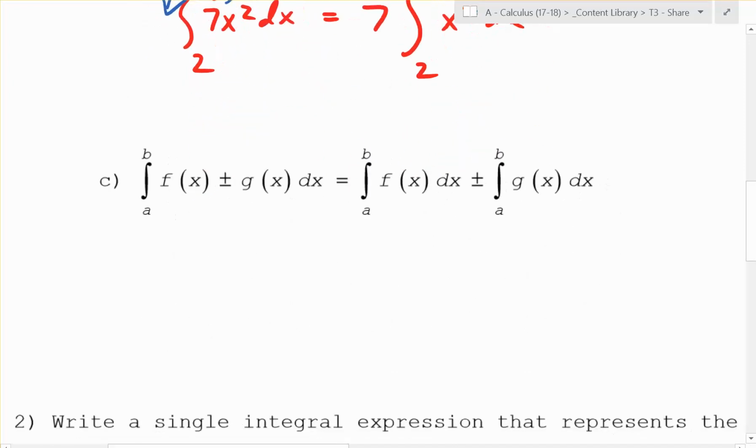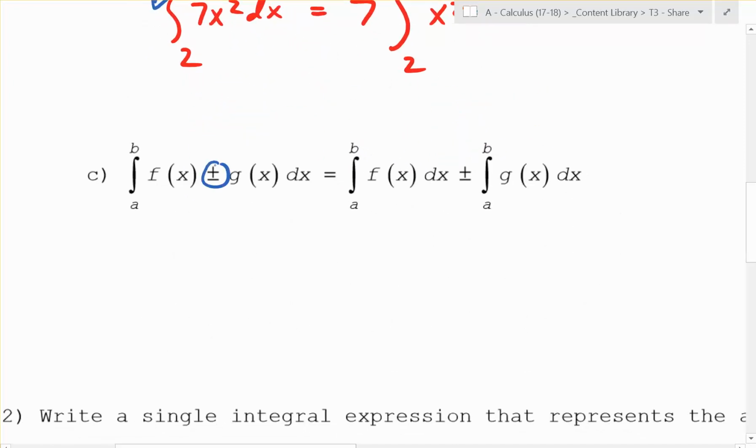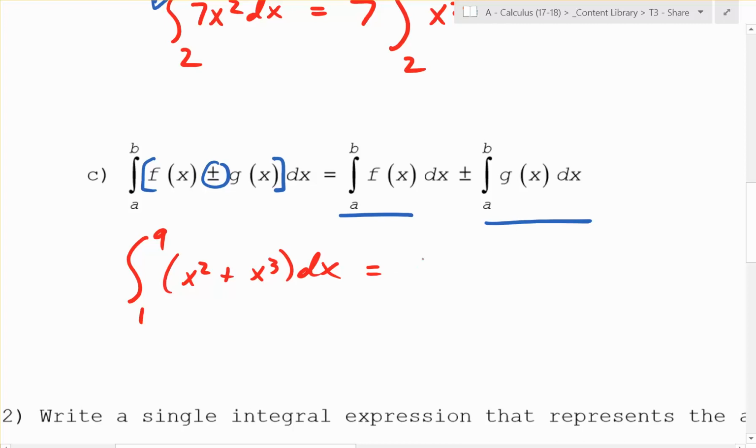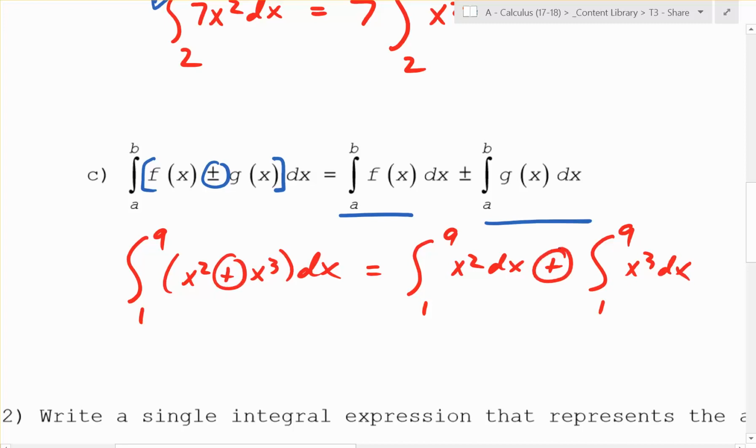And then over here, if you have the integral of two functions added together, you can do them separately. Sometimes it's going to be easier to calculate integrals separately. So for example, let's say I had 1 to 9 of x squared plus x cubed dx. That's the same thing as doing the integral from 1 to 9 of x squared dx and adding to it the integral from 1 to 9 of x cubed dx. And the same thing happens if that is a minus sign. That would just change to a minus sign.